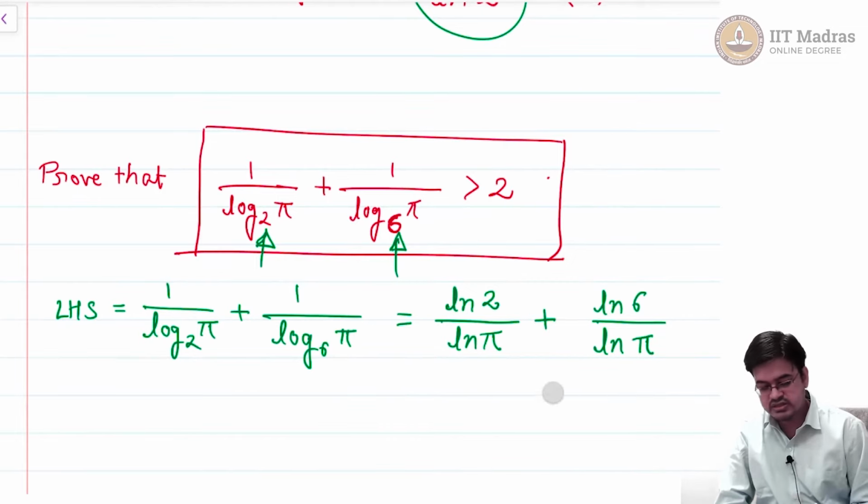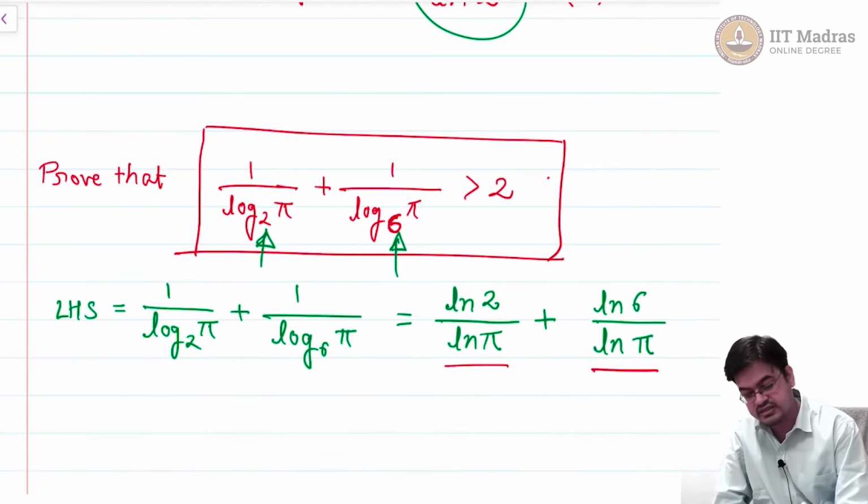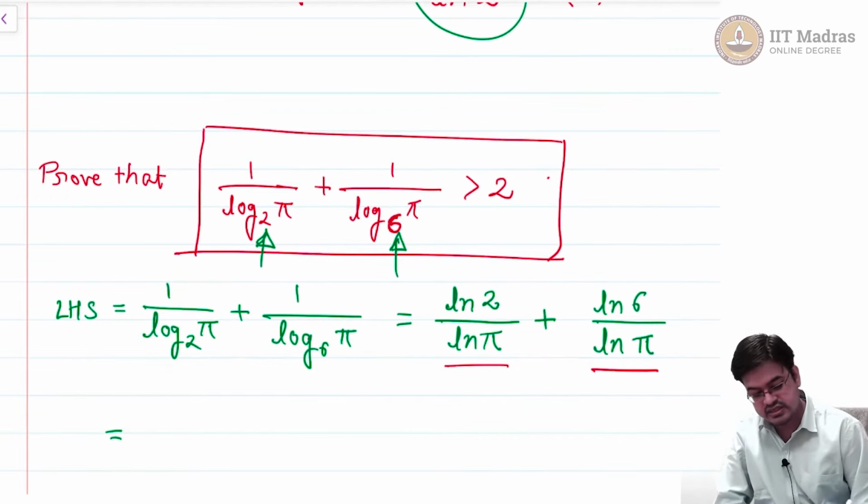Now you can see something amazing has happened. The denominator is now ln of pi in both terms, the same. So I can rewrite this expression as ln of 2 plus ln of 6 upon ln of pi. Wonderful.